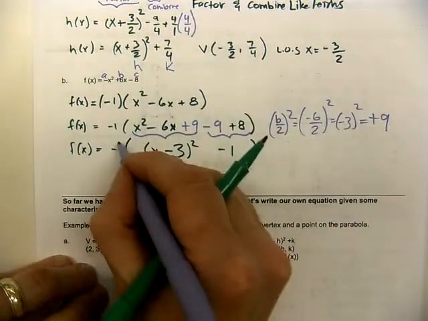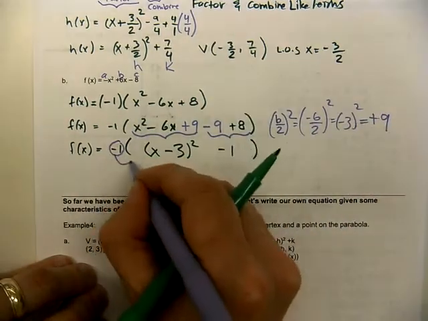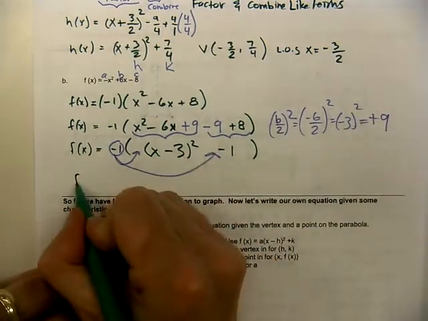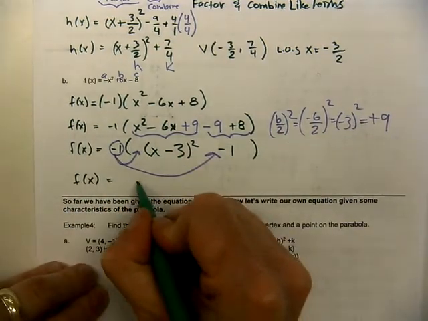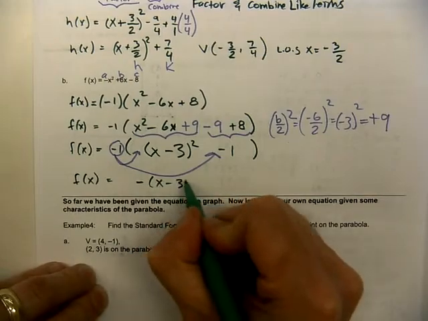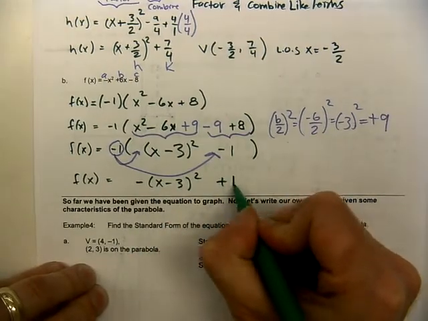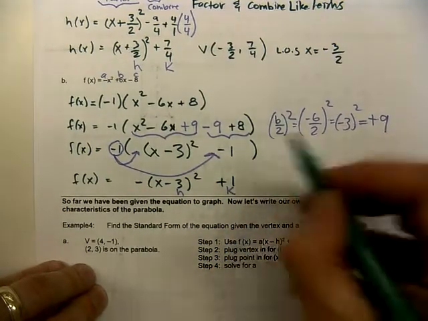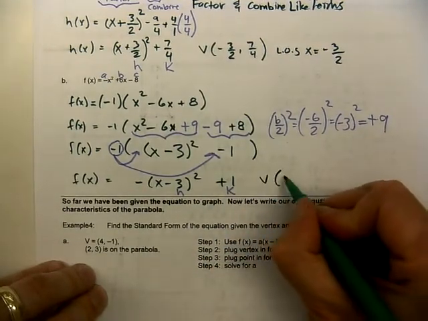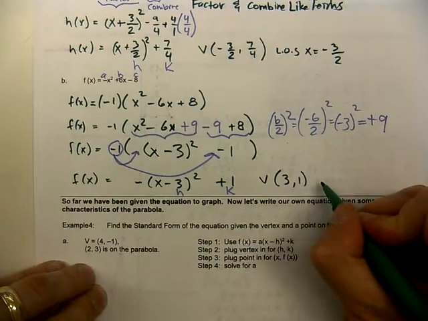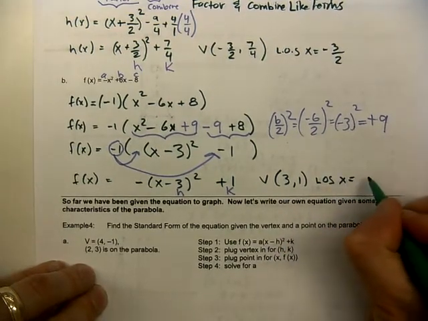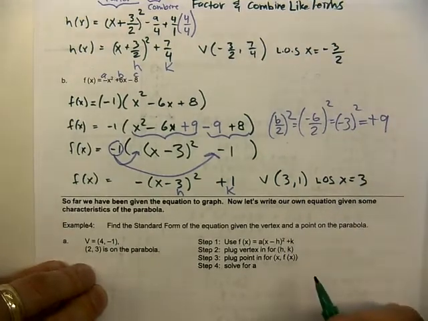And here's the very last step. Take that negative 1 that we had factored out and multiply it right back in. So negative on the x minus 3 quantity squared and a positive on the 1. So here is my h, here is my k. So my vertex is located at positive 3 comma 1. And that means my line of symmetry is x equals positive 3.